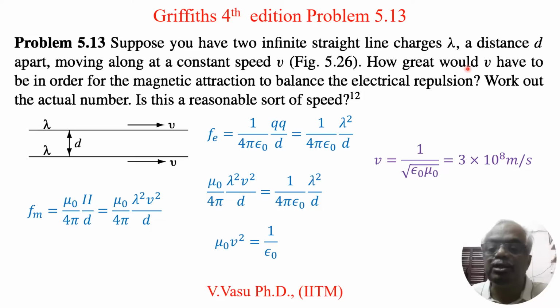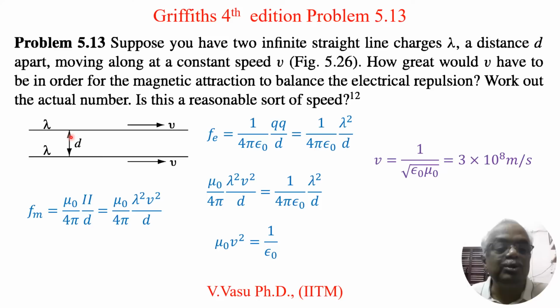How great would v have to be in order for magnetic attraction to balance the electrical repulsion? Work out the actual number. Is this a reasonable sort of speed? So we have to find this one.